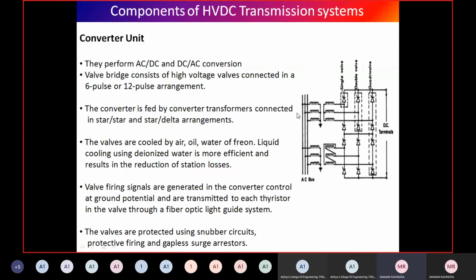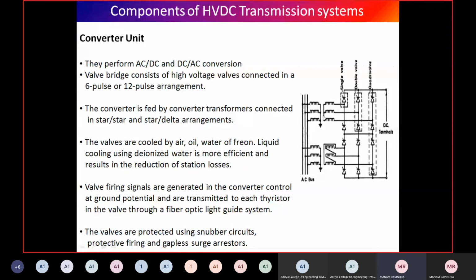Next, coming to the converter unit. To briefly discuss this converter unit, what does it do? First, it acts as a rectifier to convert AC to DC, and as an inverter to convert DC to AC. See here, we can observe two 6-pulse converters arranged in parallel, and the converter is fed by the converter transformers.